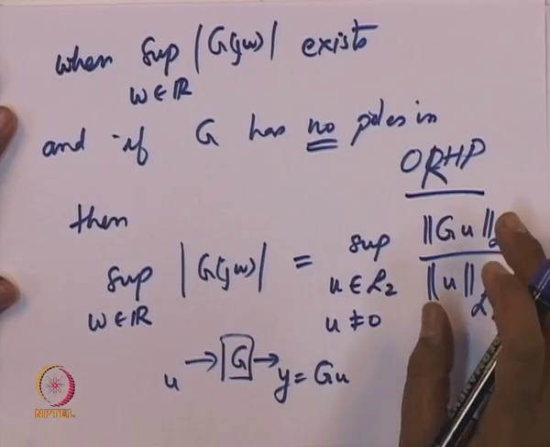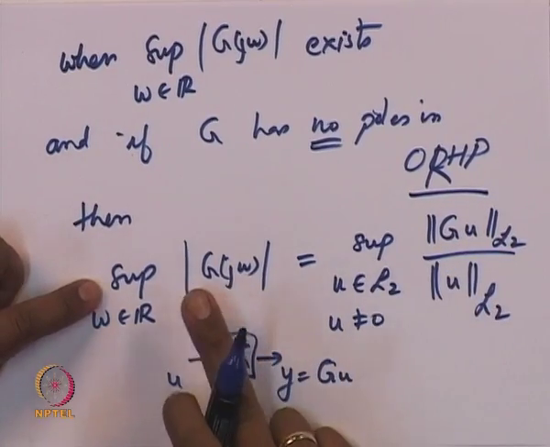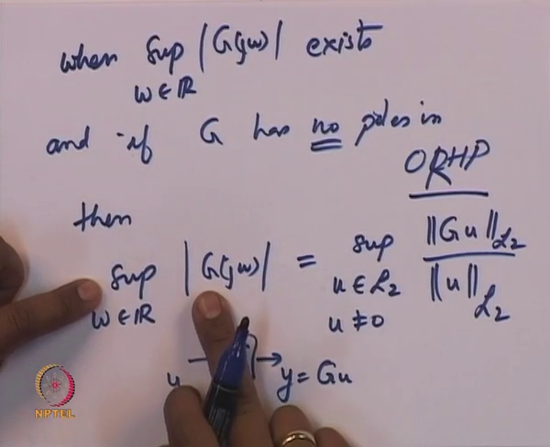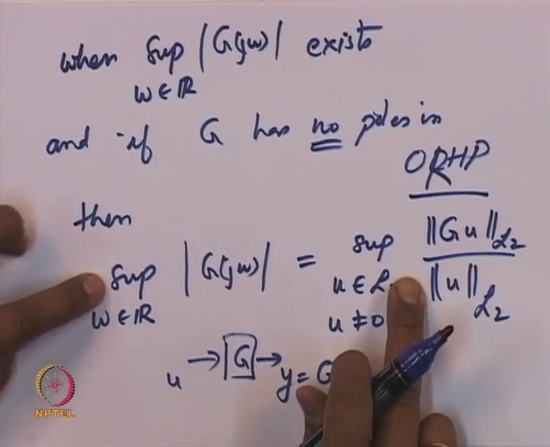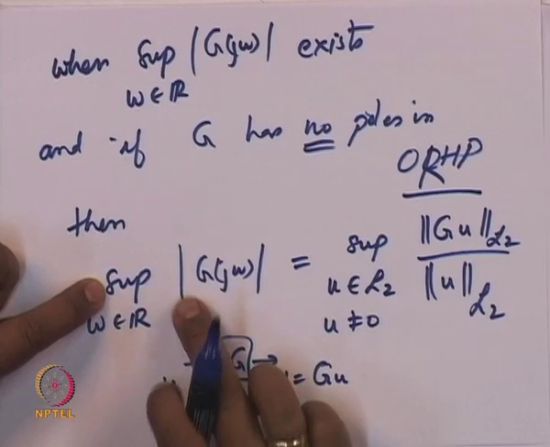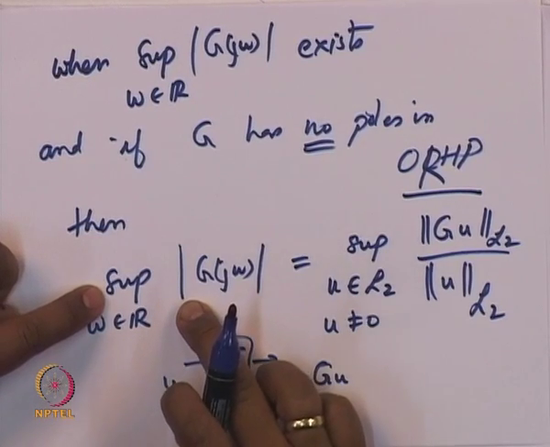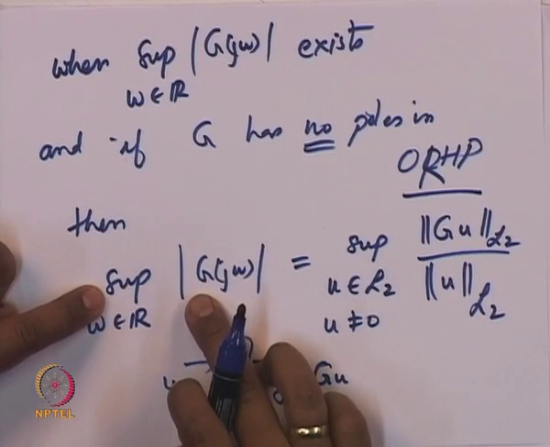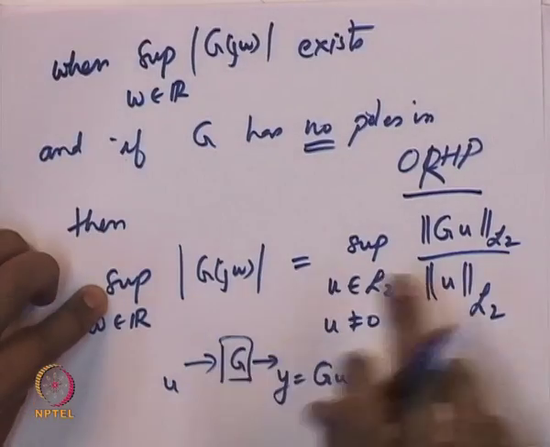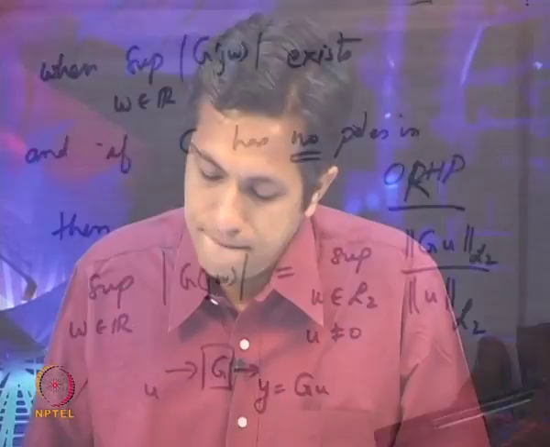That ratio we have taken in the time domain is equal to this frequency domain condition, the peak value of the Bode magnitude plot. For these two to be equal, we want G to have no poles in the open right half complex plane. The left hand side exists as soon as G has no poles on the imaginary axis and G is proper. In that case, the left hand side exists and it will become equal to the right hand side when G has no poles in the open right half plane also.